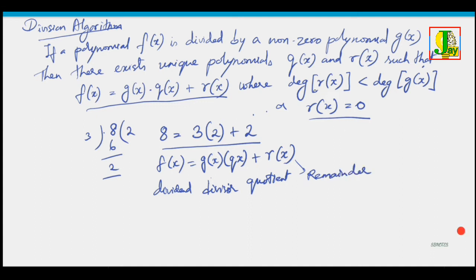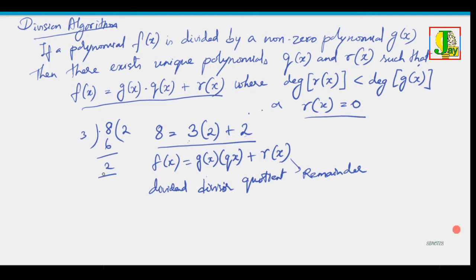Now coming to the later part, the degree of r(x) is always less than the degree of g(x), and r(x) can be 0. Suppose 3 is a factor of 8; it is not, so we are getting a remainder. If it were a factor, the remainder would be 0. So r(x) is 0 when the divisor is a factor of the dividend.